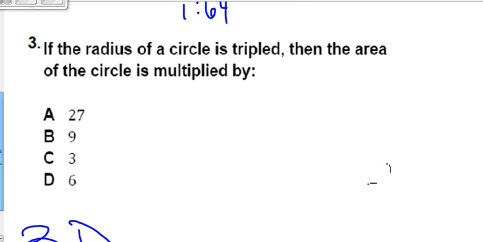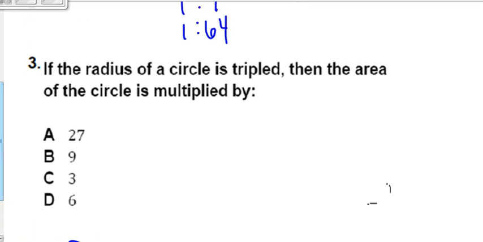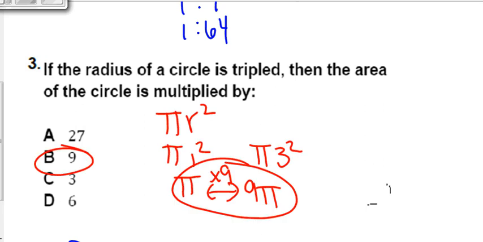Okay, so here we are told that if the radius of a circle is tripled, then the area of the circle is going to be multiplied by what? So again, this is that guess and check, so please give it a try. Okay, so here we would have gotten our answer to be 9. Notice that we multiplied by 9 when we plugged in the 1 and the 3.